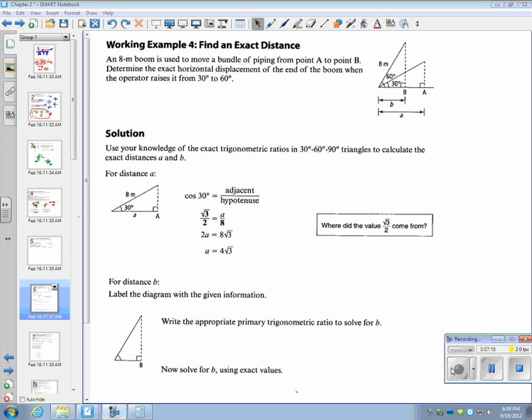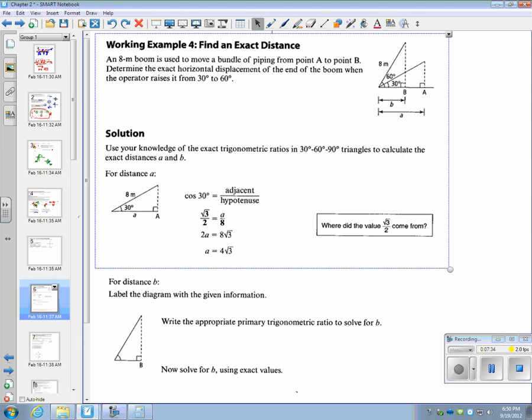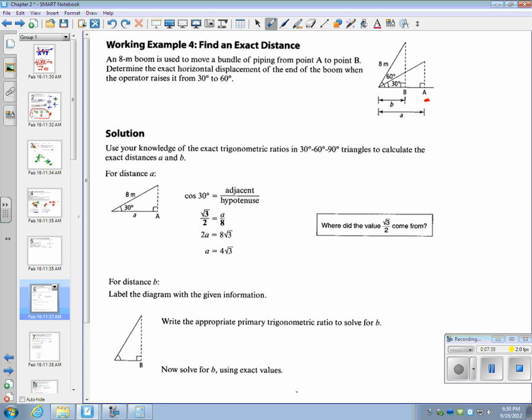Okay, and I just want to spend a second looking at this working example number 4. We have an 8-meter boom used to move a bundle of piping from point A to point B. From A to B, it's 8 meters long. Determine the exact displacement to the end of the boom when the operator raises it from 30 to 60 degrees. So first of all, we're finding the distance a.